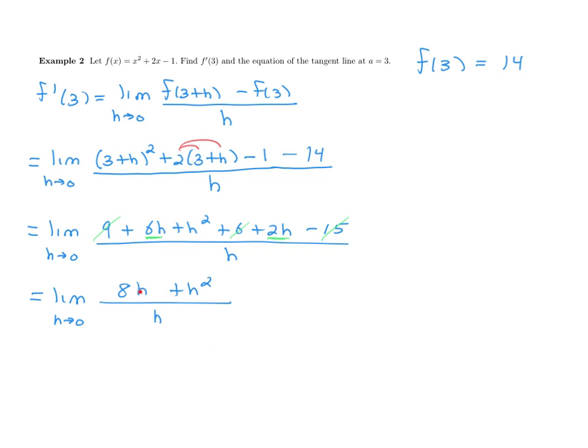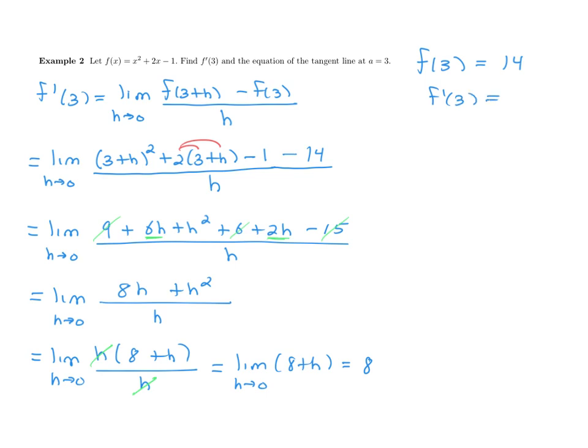I can factor an h out from both of these terms and cancel it with the h in the denominator. This is the limit as h goes to 0 of h times (8 plus h) all over h. This cancels with that. This is the limit as h goes to 0 of 8 plus h, and directly substituting 0 in for h gives us 8. That's f prime of 3. And what is that? That's the slope of the tangent line at a equals 3.